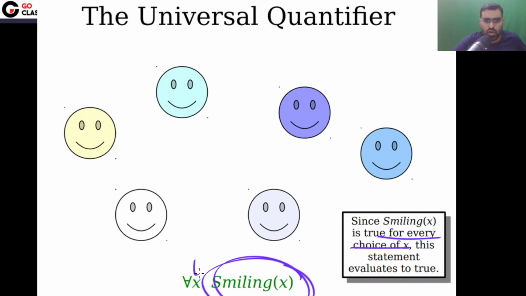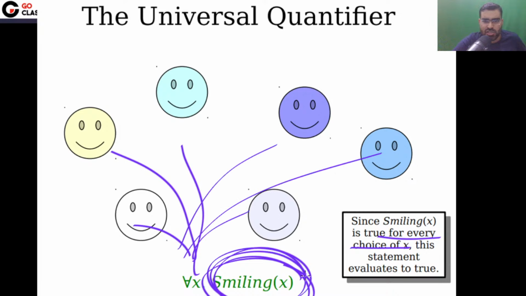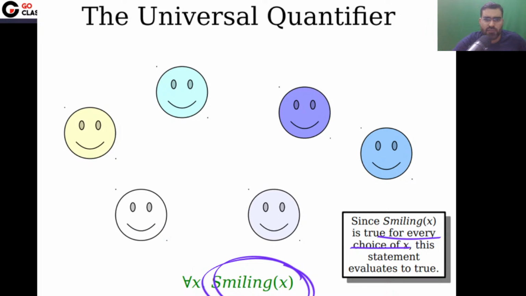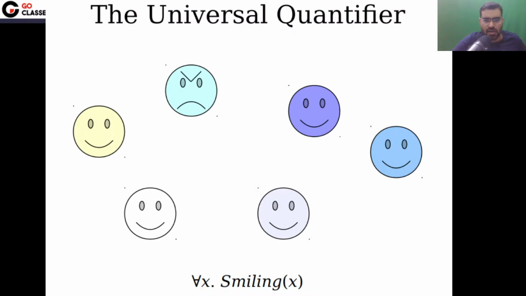For every choice of x, this smiling x is true. So I can say finally that this statement will be true. Very simple. Now let's see this example.